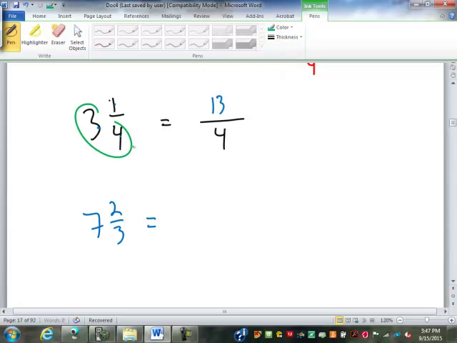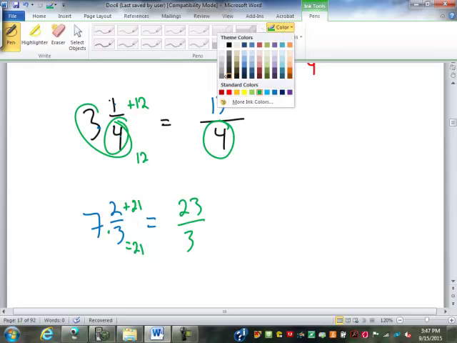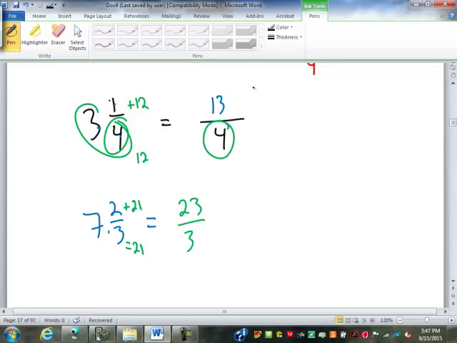3 times 4, which is 12, plus the 1, added to the 1. So like 7 2/3. 7 times 3 is 21, plus the 2 is 23/3. And the denominator here is always the denominator we started out with in the mixed number, because we're dealing with fourths. Or down here we're dealing with thirds.